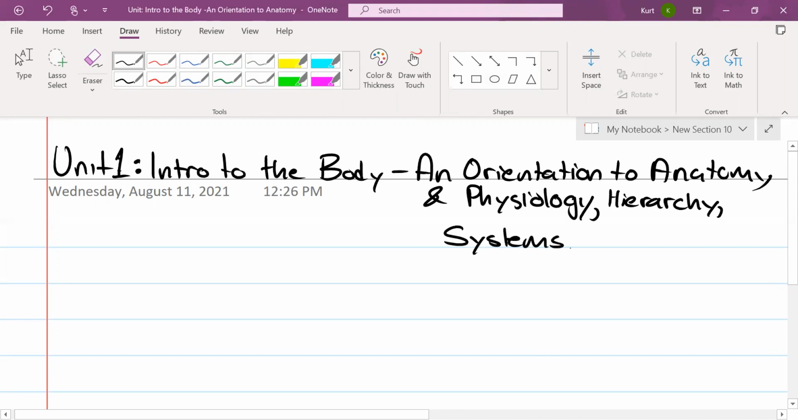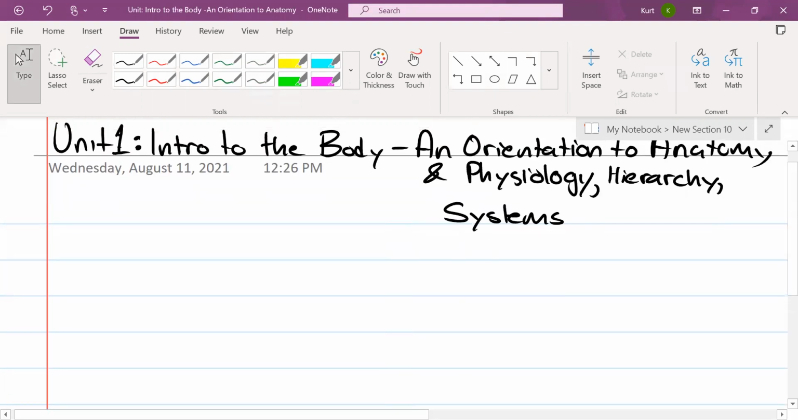How many different organ systems do you have in your body? You have to know this number. I know Aiden knows it. 11. I heard 11 several times. Good. You have 11 organ systems in your body. Okay, everybody. You can look at either projector. Let's begin.